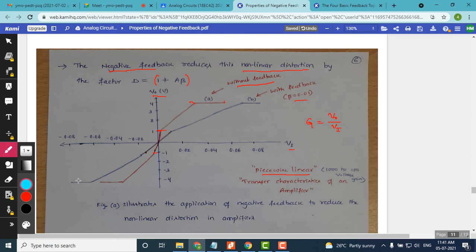Let me show that. This is the blue color line. This curve is the transfer characteristic for the feedback amplifier. The other one is without feedback, which is shown in red color like this. We have drawn this as piecewise linear, because the entire device is non-linear in nature.